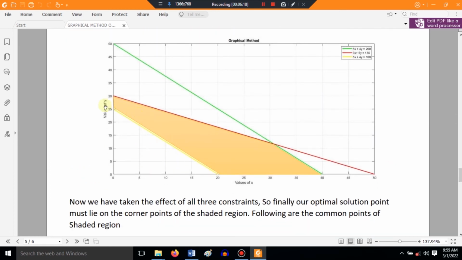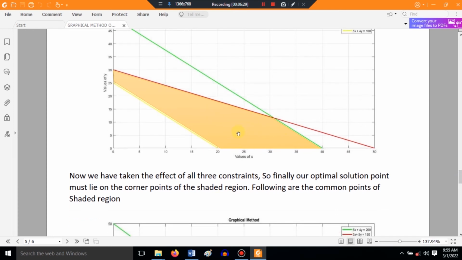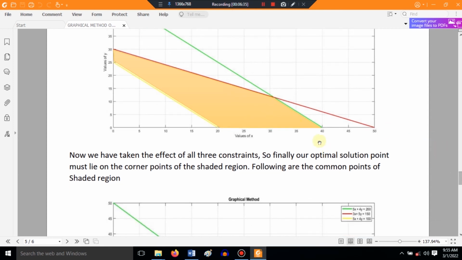Now this area is satisfying all three constraints. It is below this green line, below this red line, and above this yellow line. So now this is our common area. Now we have found our common area, so it is satisfying all the constraints. So our optimal solution must lie on this area.